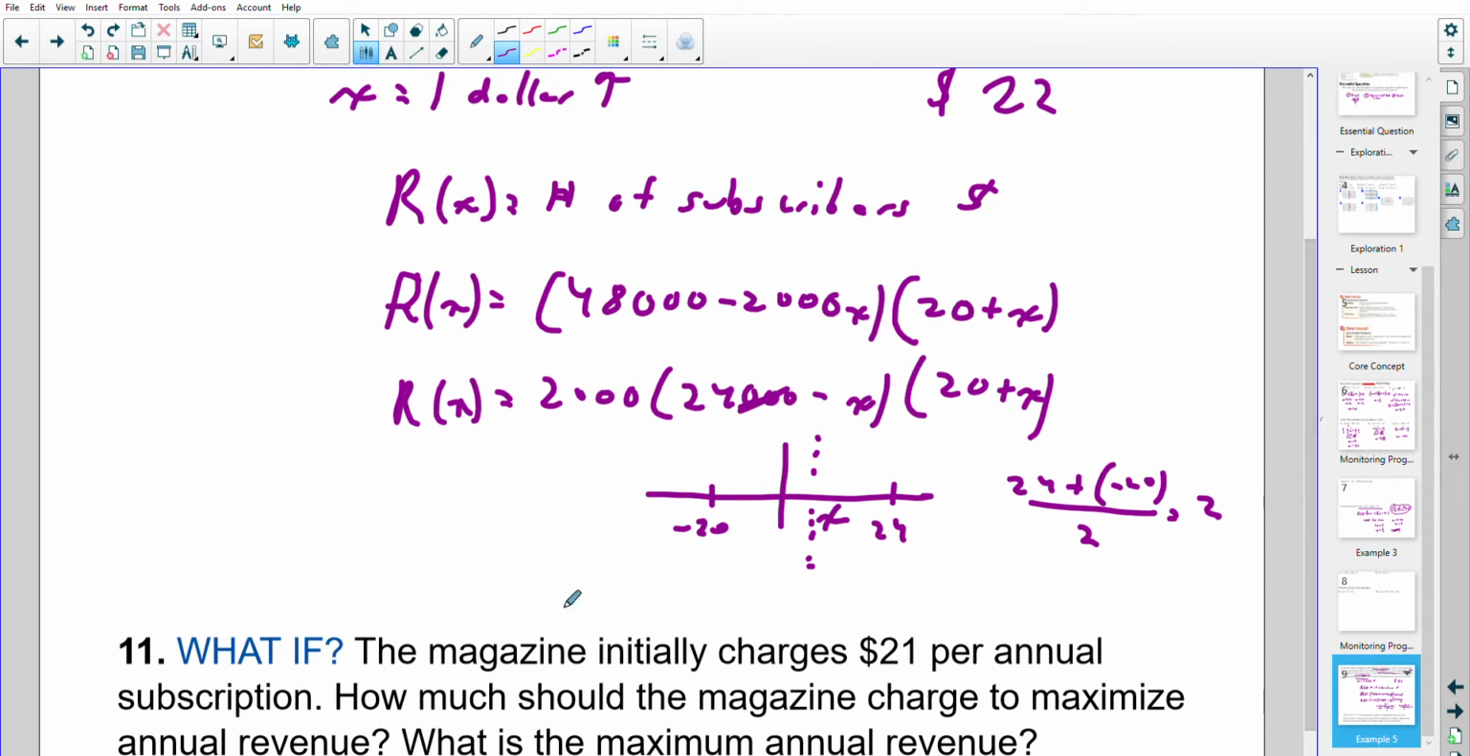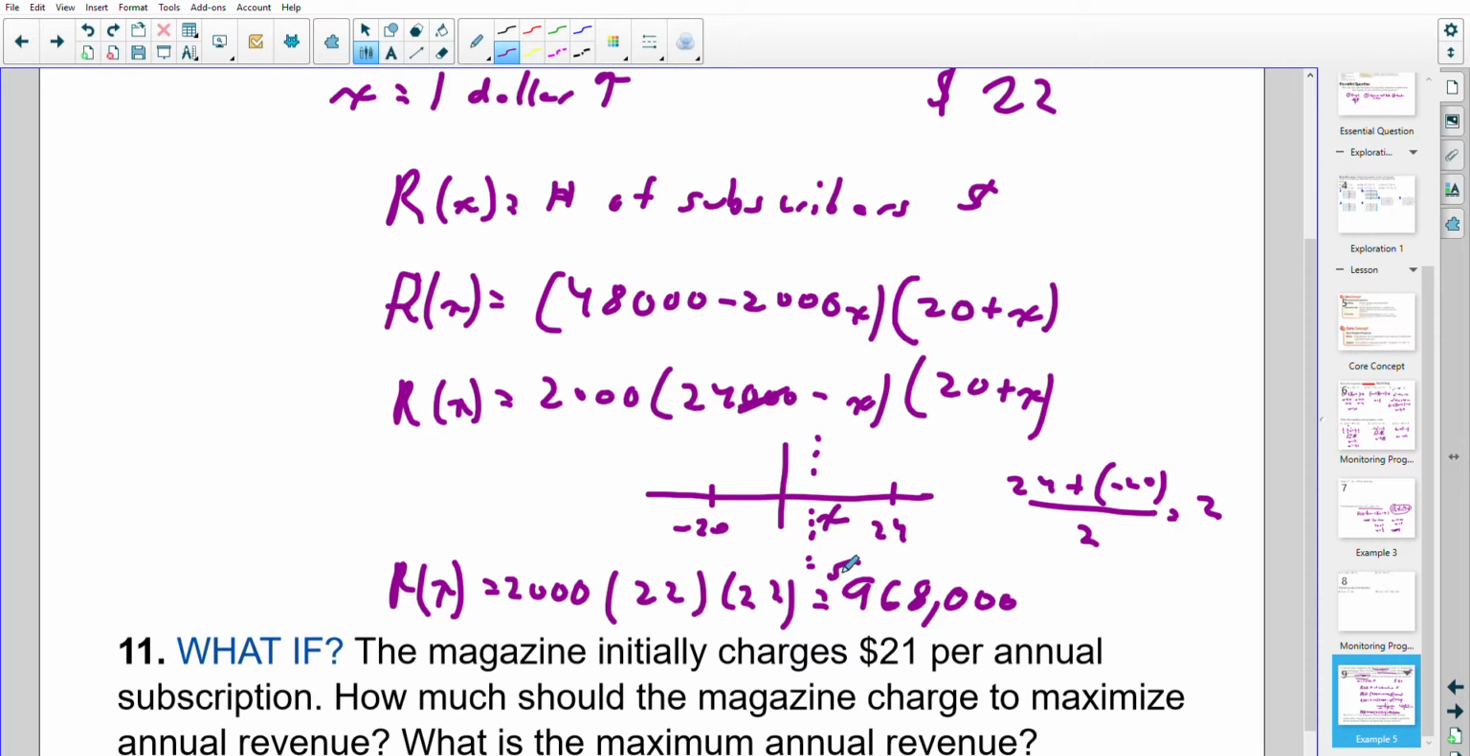Maximum revenue is going to be equal to 2,000 times, let's see, if X is 2, this is going to be 22 times 22, and doing that on the calculator quickly ends up with $968,000. That is the maximum amount that they can actually earn. So that concludes the story problem and just an extension of the factoring of the quadratic.